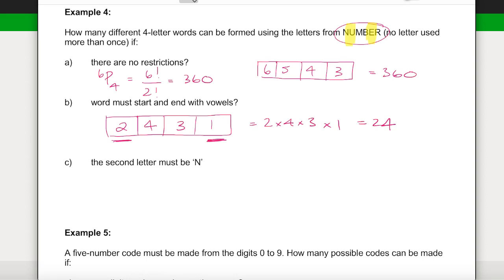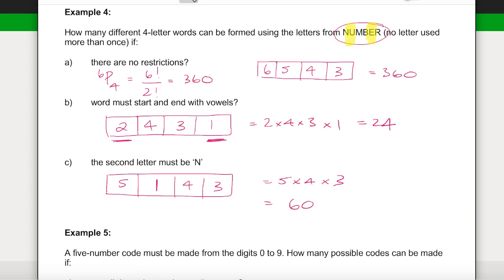How many are possible if the second letter must be N? Nice and easy. N must go here, and then we've got 5 letters left that we can arrange. So we've got 5 times 4 times 3, which is 60 different arrangements.